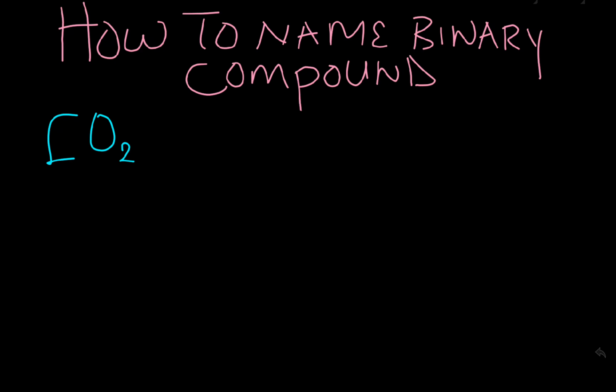I'm talking here about the IUPAC name. The first thing is that we write out the first element. From here, we know that the first element is carbon, right? So we are going to write out carbon. And next, the oxygen. We're having oxygen here.